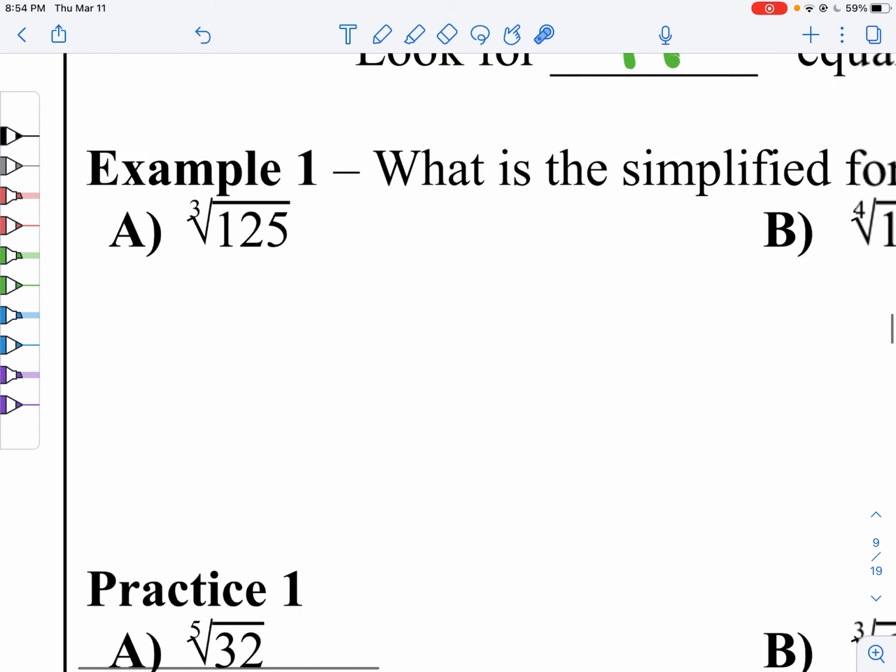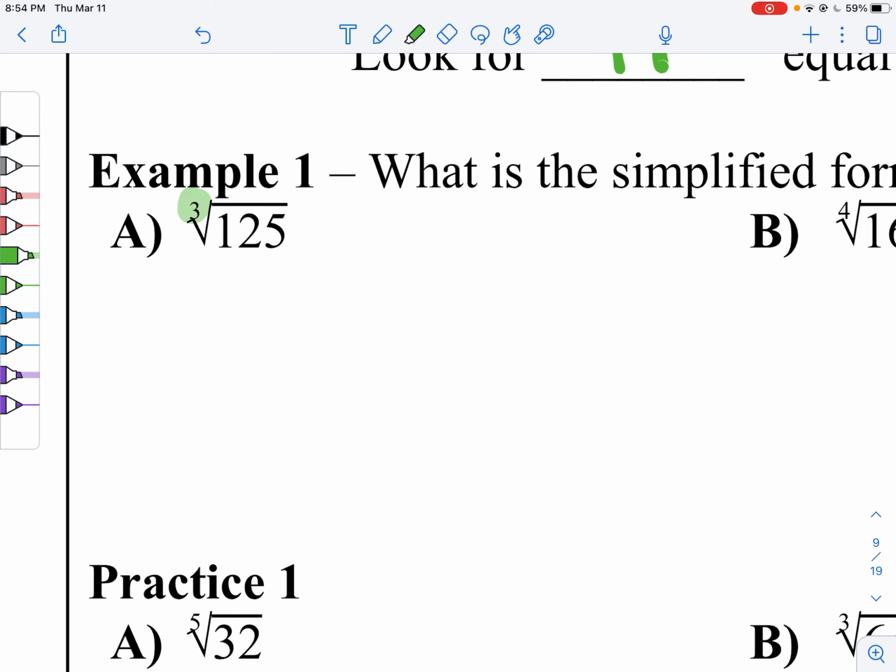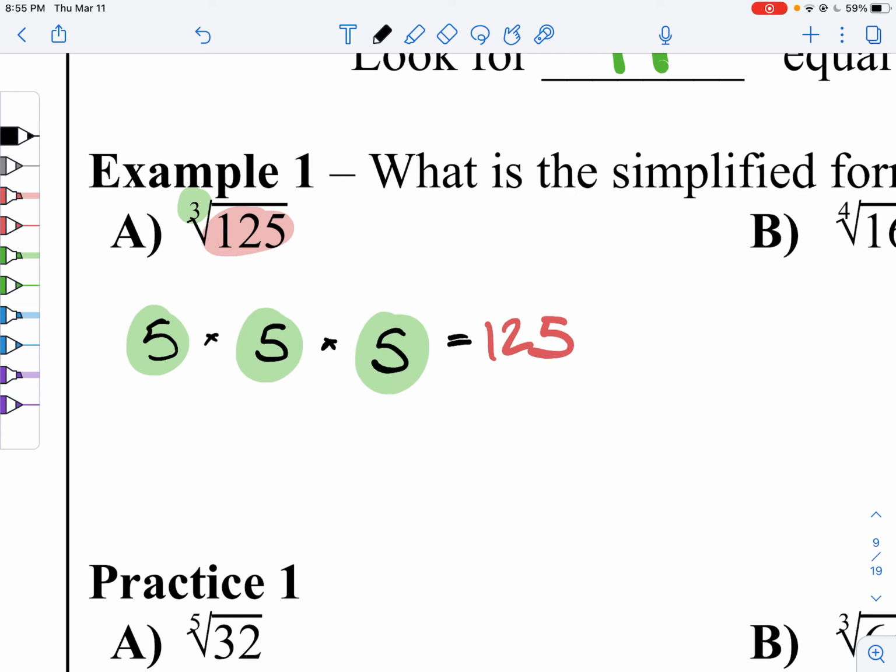Let's translate this. Here, we want to find 3 equal factors, 1, 2, 3, of 125. So you want to figure out what times itself 3 times is going to equal 125. That number is 5. So 5 times 5 times 5 is 125, because 5 cubed is 125. So our answer here is 5.